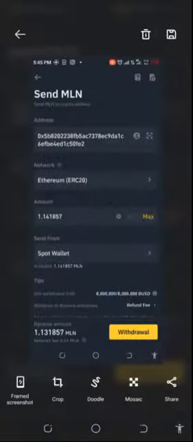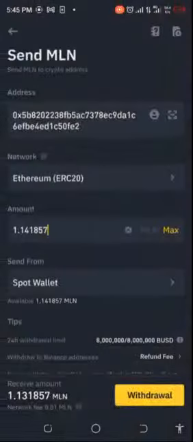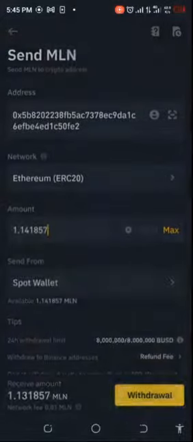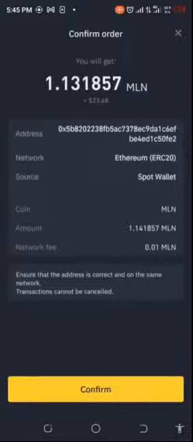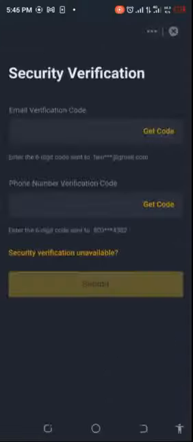As you can see here, we're going to receive 1.13. That is fine. It was 1.14, but they've taken out 0.01. So that's fine. Let's go ahead and click on withdrawal. I'm going to do all my verifications right now, and then I will be back to give you all the results. Let's see what's happening here. Is it allowing me pass? Let's wait and see. Okay, now it's time to do my verifications, and I'll be back.